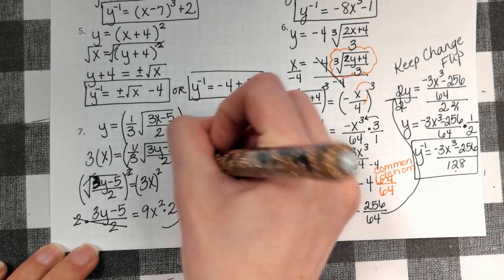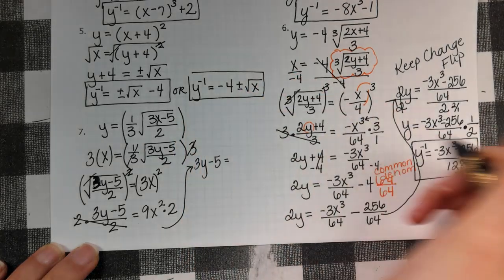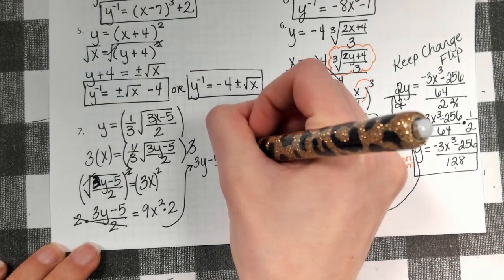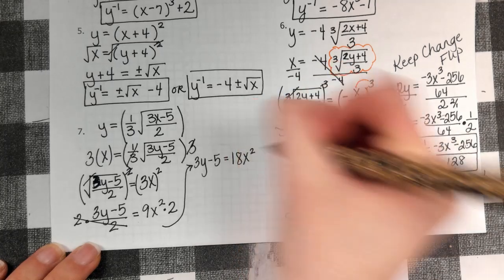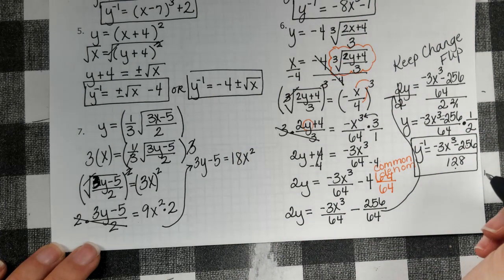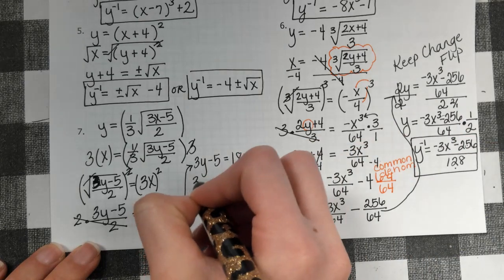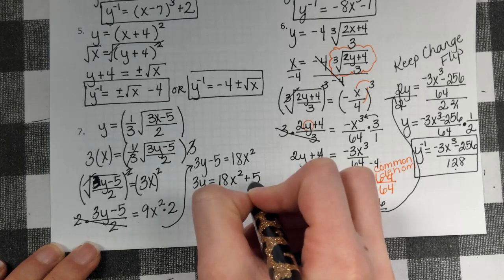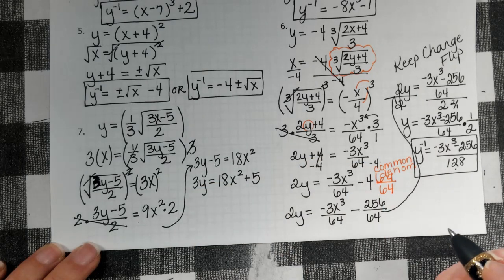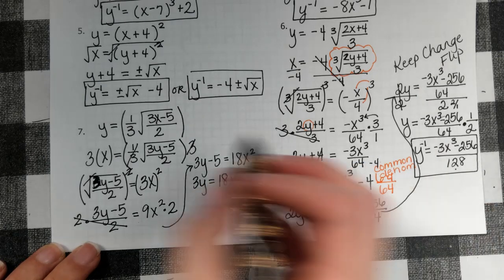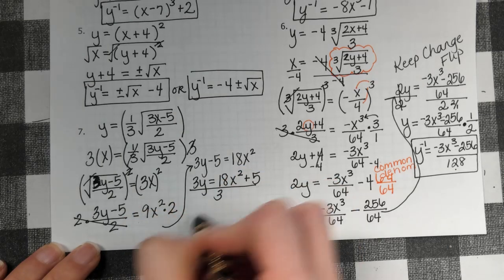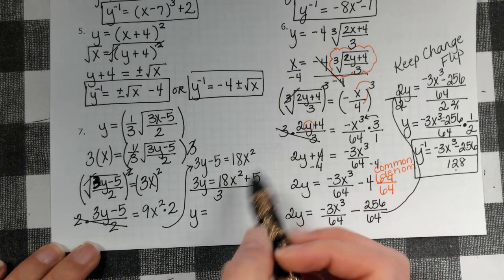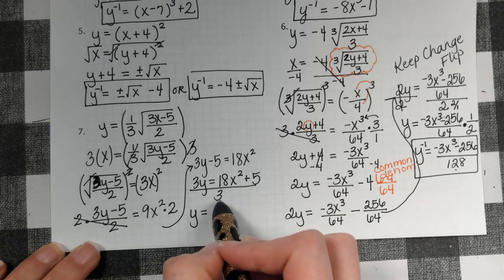So then 3y minus 5 equals, what's 9x squared times 2? And then what? Plus 5. So 3y equals 18x squared plus 5. And then divide both sides by 3. Y equals, now here, the 18 can be divided by 3, but the 5 cannot be divided by 3.